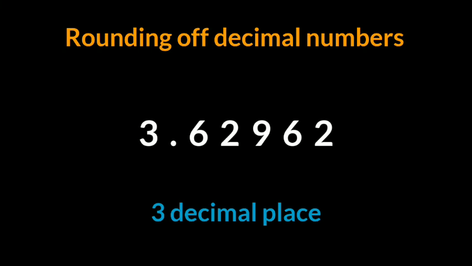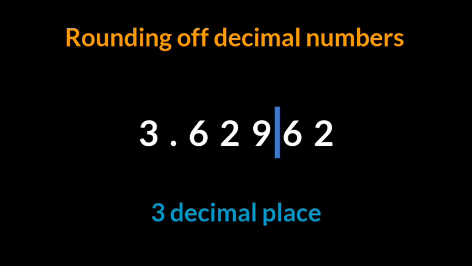So 3.62962, we're going to count 3 numbers after the decimal point. That's 6, 2, and 9. Then we draw our line to differentiate it. Now, after the line, we have 6. Don't forget our second rule that states that we round up the third digit if the fourth digit is greater than or equal to 5. The fourth digit in this case is greater than 5, so we're going to be adding 1 to the third digit.